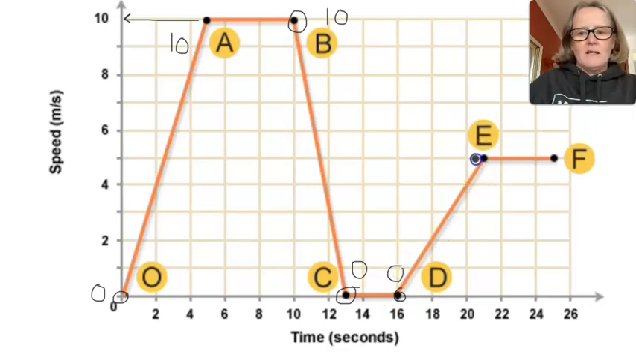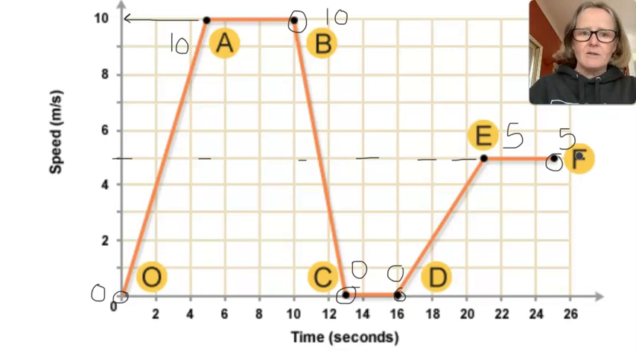Now at E, we need to look along this line here all the way to the y-axis. It's between 4 and 6. So at point E, we are at 5 meters per second, and we also are at point F, 5 meters per second. So we've now worked out the speed for each of the black points on this journey. So now we can interpret what is happening.